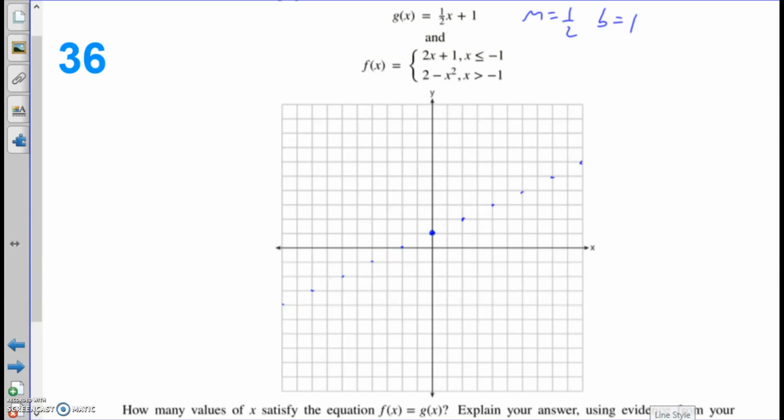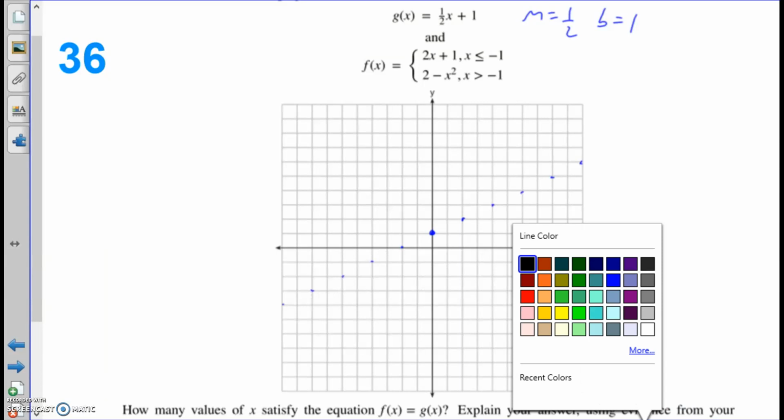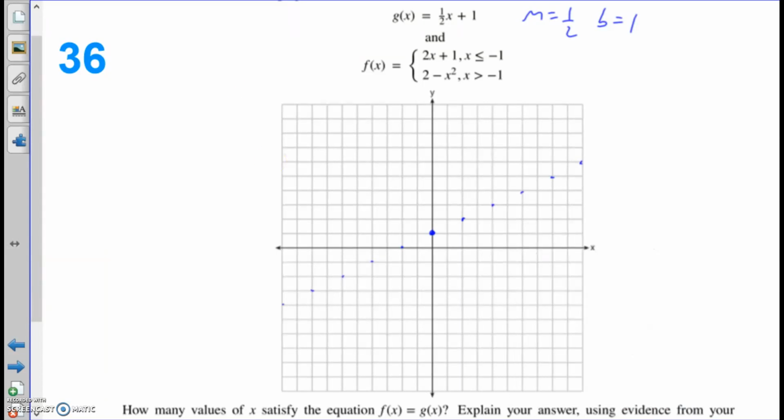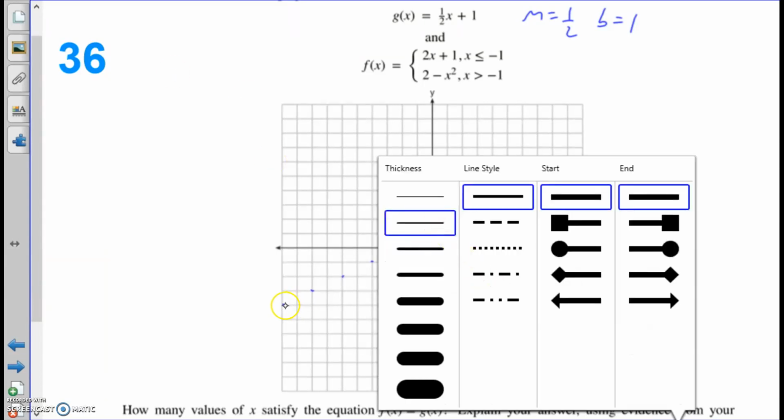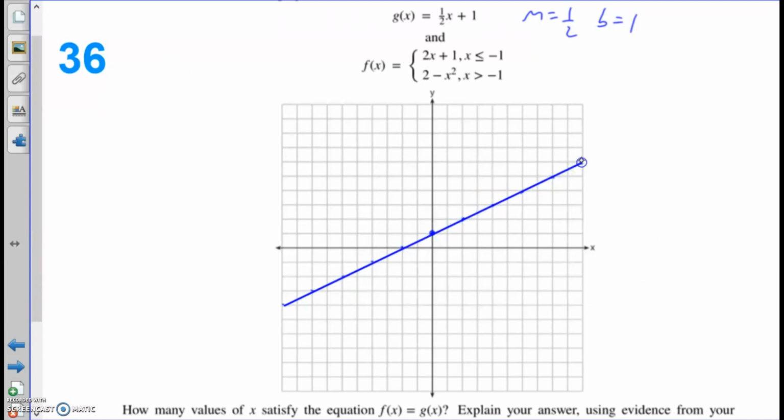And so we have a consistent rate of change, a consistent slope the entire time. And I'm going to use my line tool to draw a blue line. So I'm writing in blue, not too thick. You should use a ruler or a straight edge to draw the line, arrows on the ends, and label g of x. Okay, f of x is a little bit more complicated because it's a piecewise function.